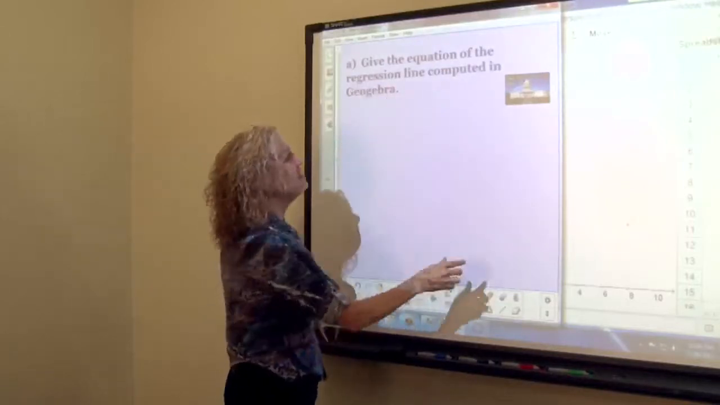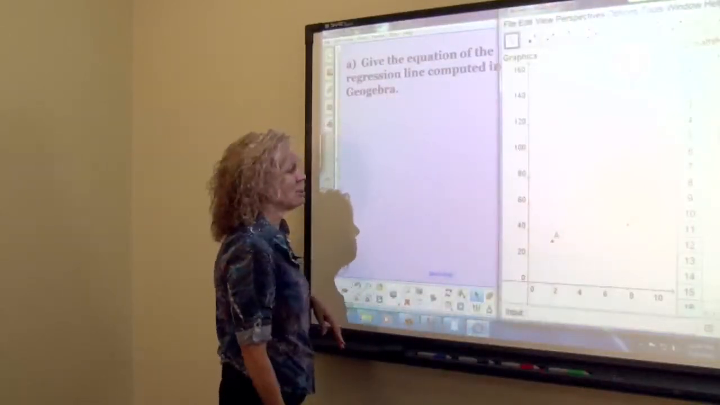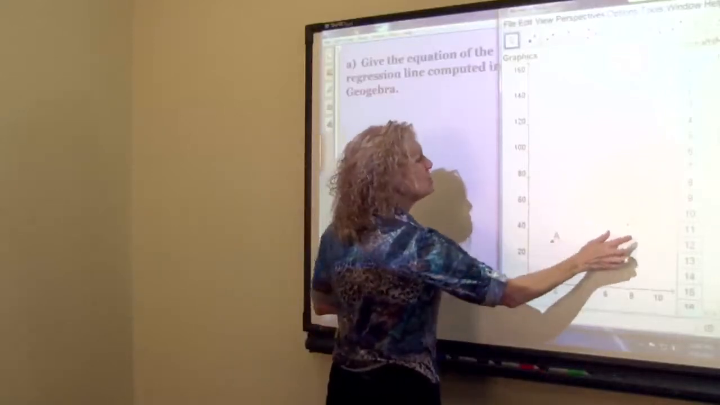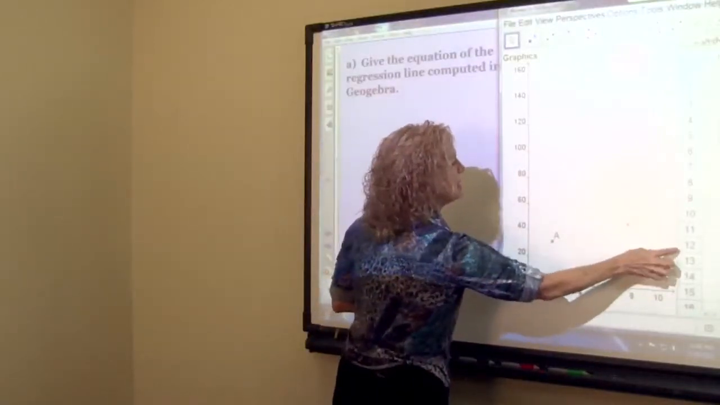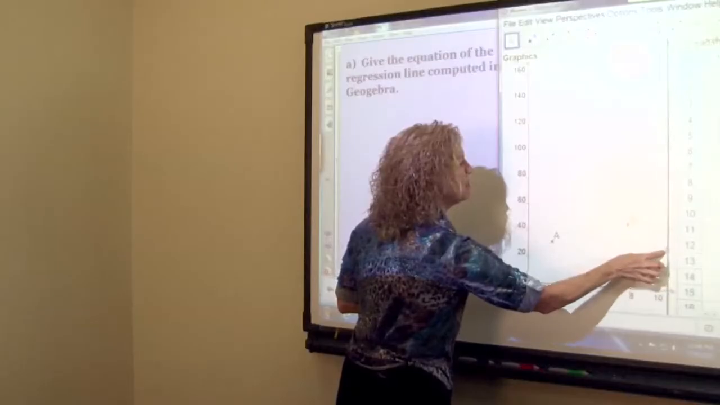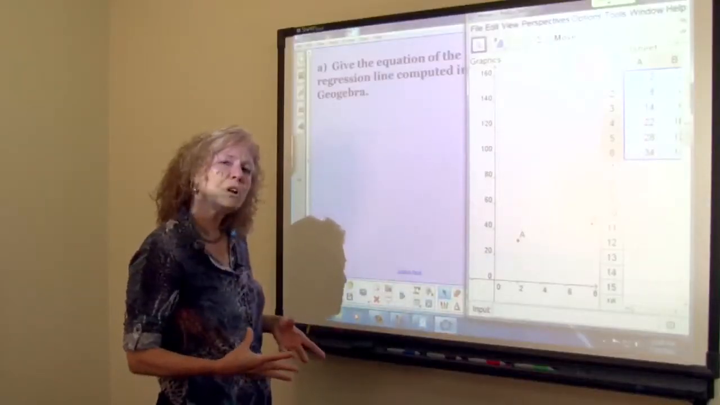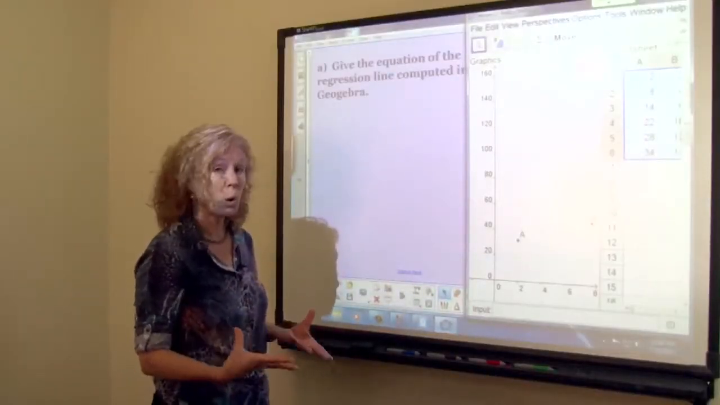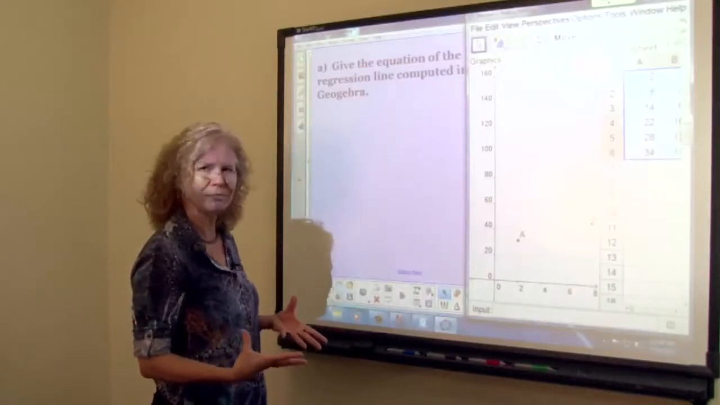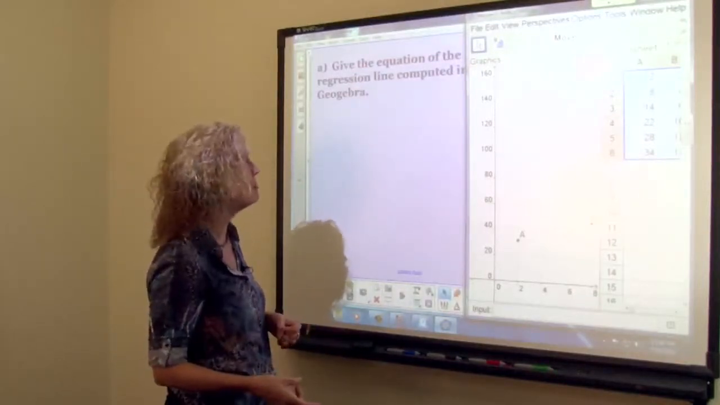I said, first off, give the equation of the regression line from here. Okay, so what I have to do is, in essence, this. Let me bring that over here just a little bit more so that I can reach those. I select my data because along with teaching you the mathematics, I also want to show you a little bit about how to work within the software, because sometimes that's our stumbling block.